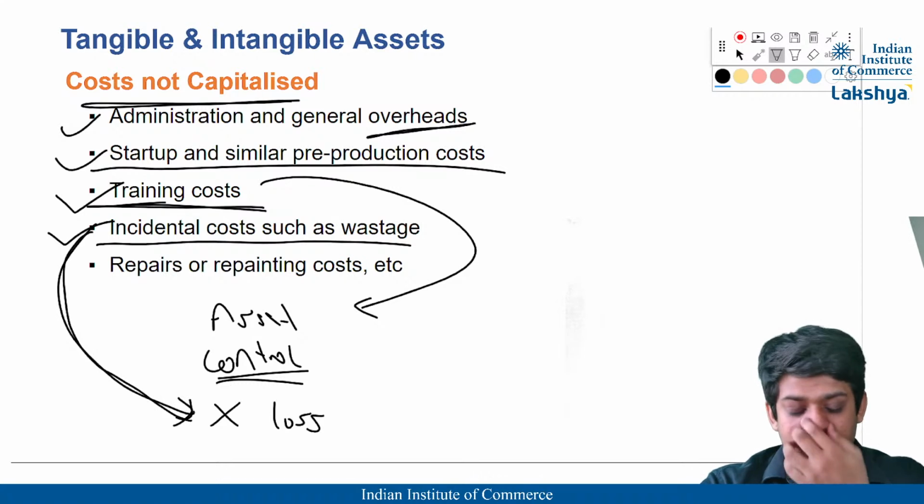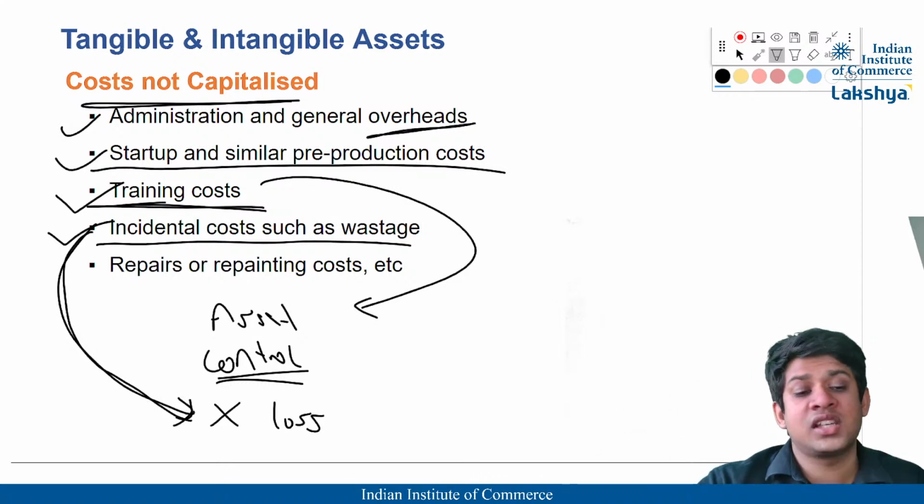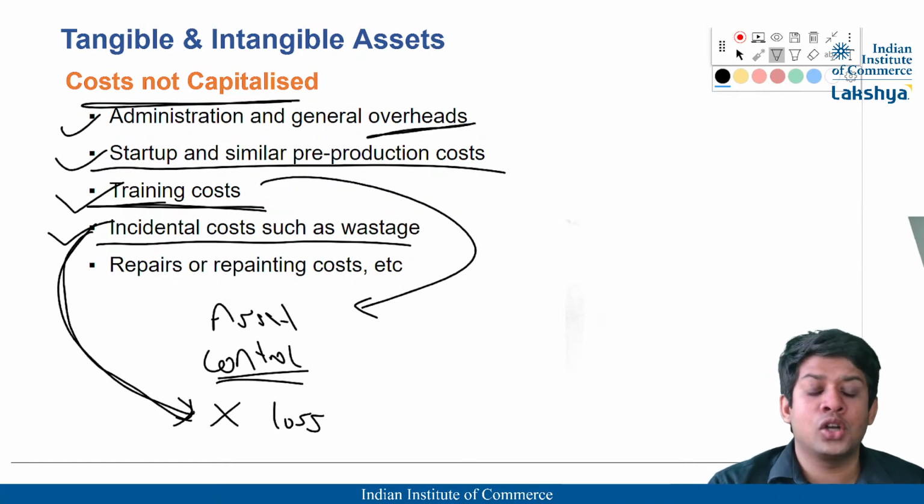Right? I was constructing machinery. The first time, I could not construct it completely because of certain mistakes. So whatever material costs, whatever labor costs I've incurred on it, those are wasted. So wastage cannot be capitalized to the value of the asset.